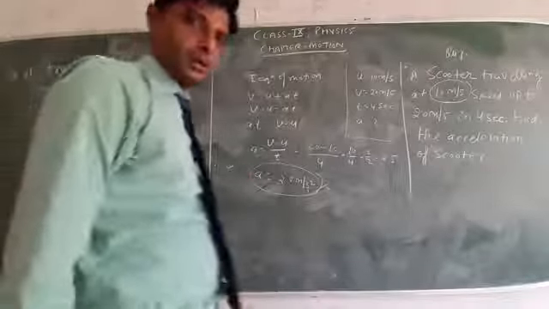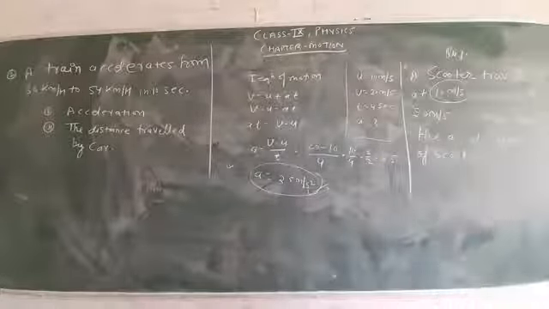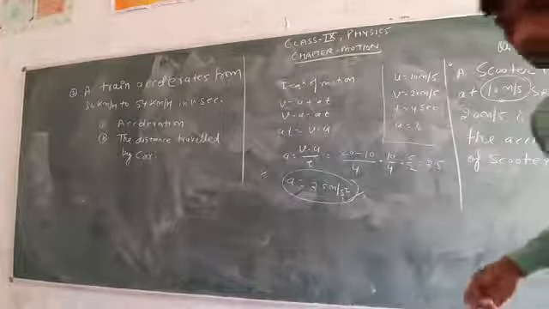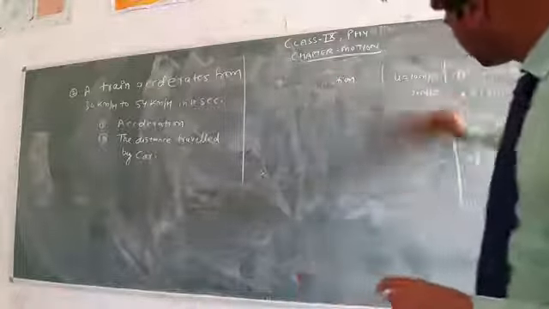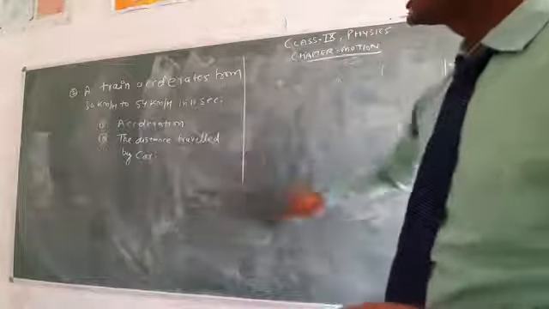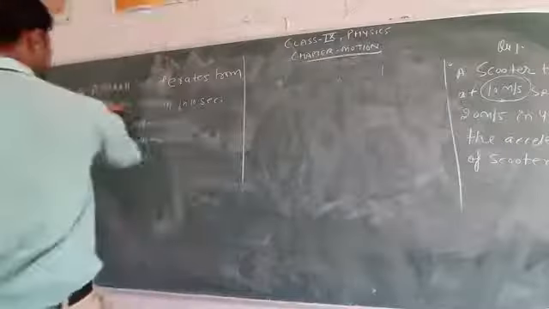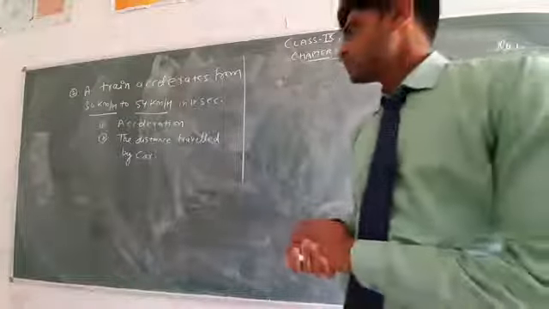Okay. So now I am going to discuss the second numerical. You can see the second question. In the second question, the problem is given as: a train accelerates from 36 km per hour to 54 km per hour in 10 seconds. We have to find the acceleration.